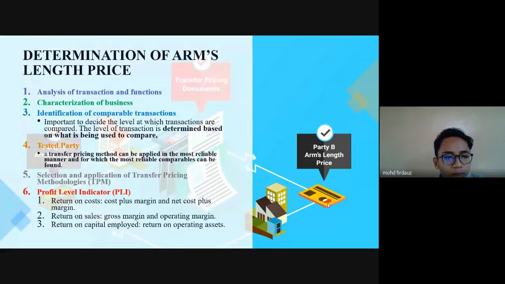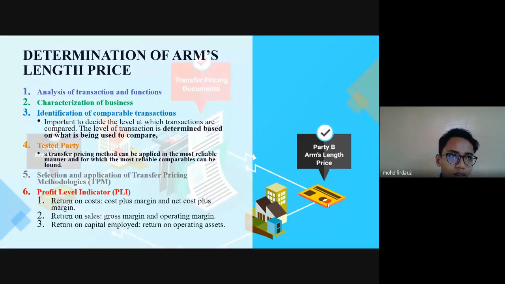The fourth is the tested party. The tested party is the one to which a transfer pricing method can be applied in the most reliable manner and for which the most reliable comparables can be found. This means basically there will be one common transaction that will be used by other companies. To make it easier to determine the arm's length principle, they will use a tested party. The fifth is selection and application of the transfer pricing methodology, and I will explain more after this. And the last one is profit level indicator.